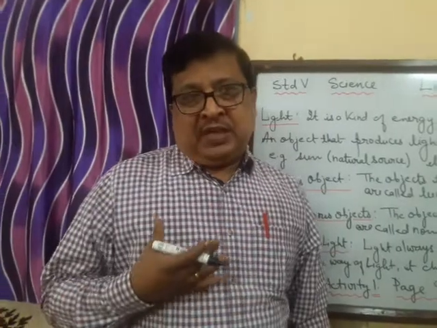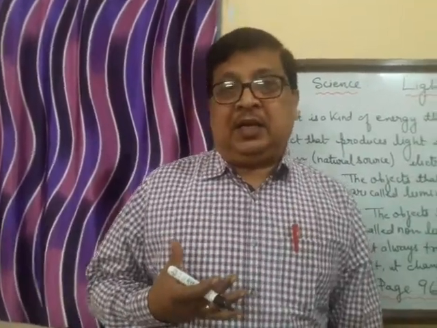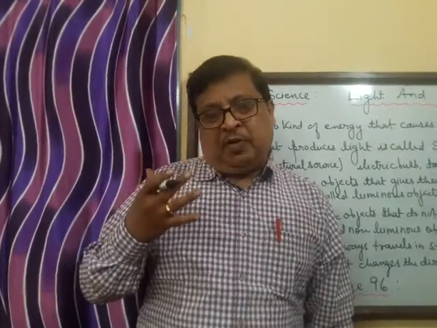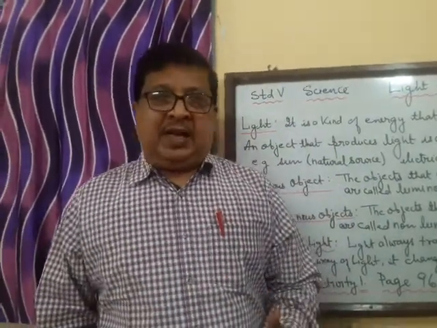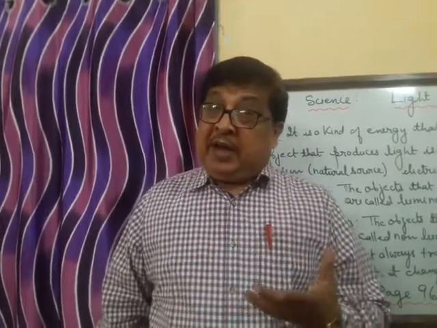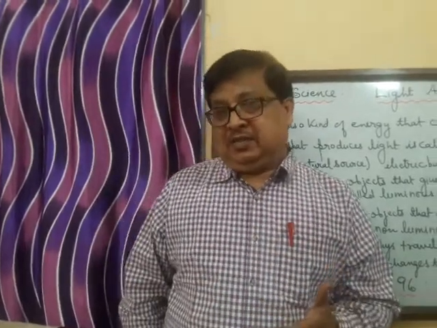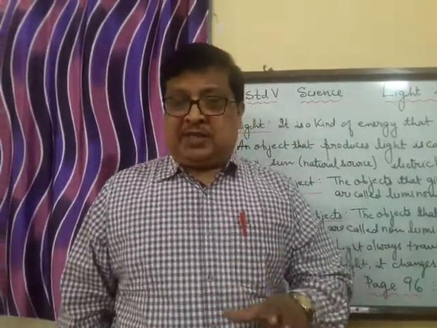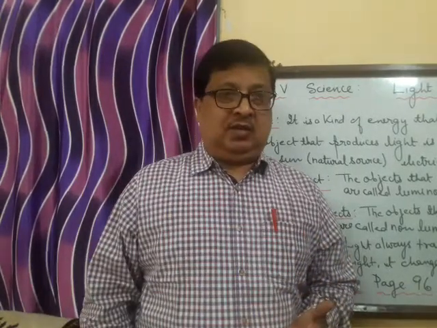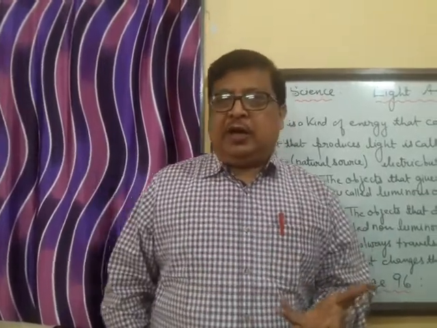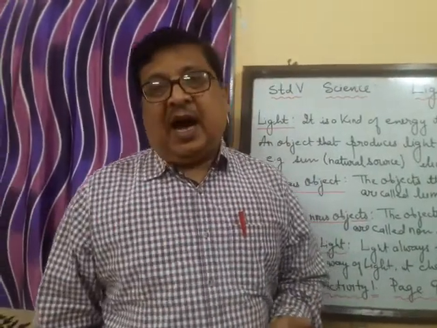Now children, when I talk of light, the first thing that comes to our mind is sight, seeing something away from darkness. Now, this light is a kind of energy that causes the sensation of sight. The objects that produce light are called sources of light. It may be natural or it may be man-made, that is artificial.